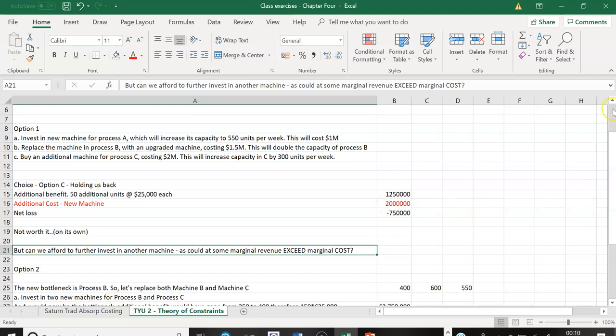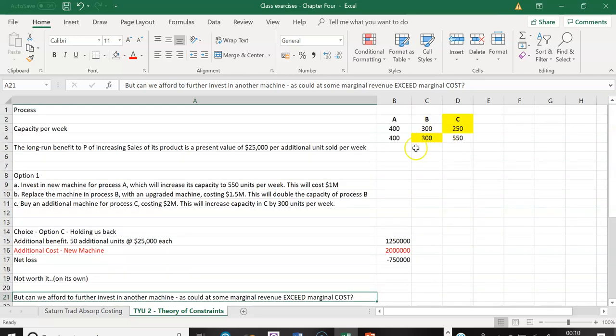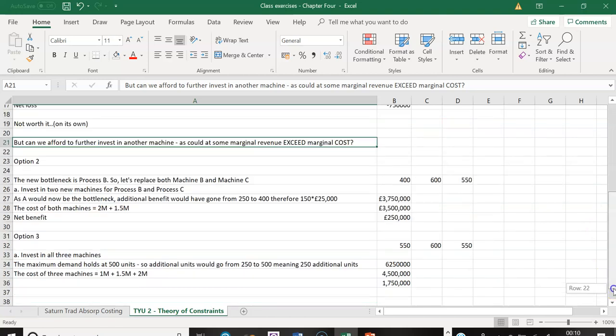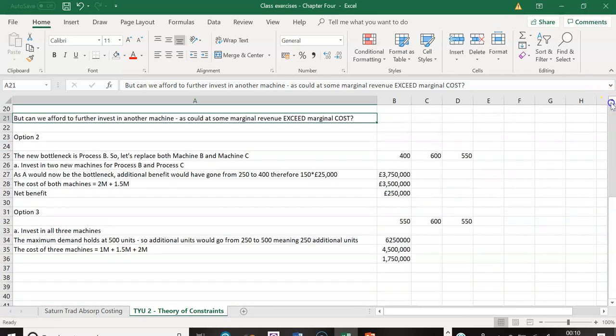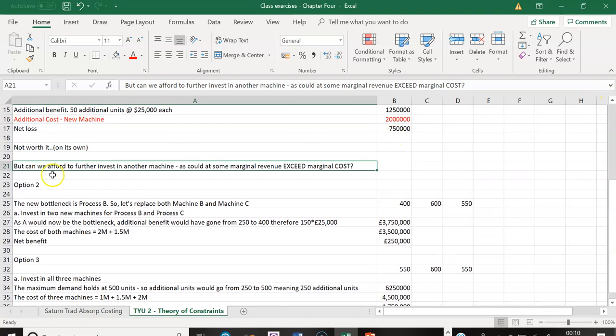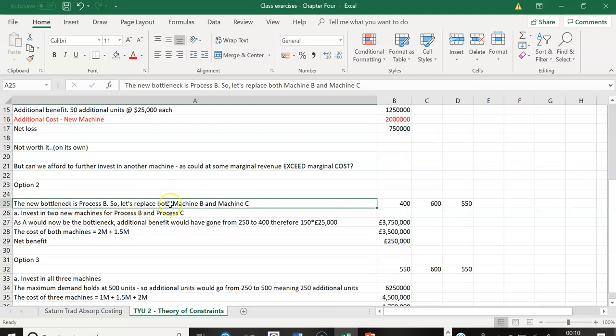So you're not only improving one process, you're trying to improve two processes to see if this will enable us to arrive at a profit, or a better contribution, I should say. Imagine you decide to fix C first, and you now think, okay, the new bottleneck becomes B. So I'll buy both machines. I've written here, let's replace both machine B and C.